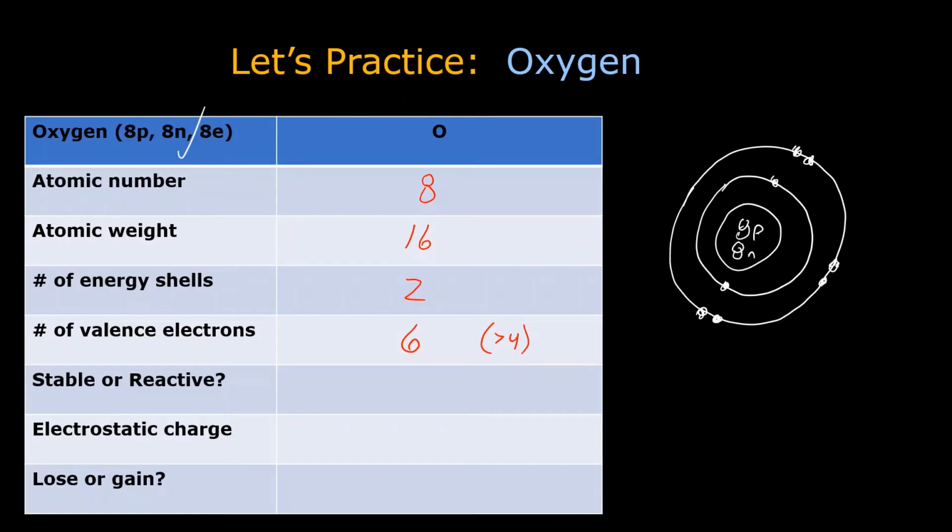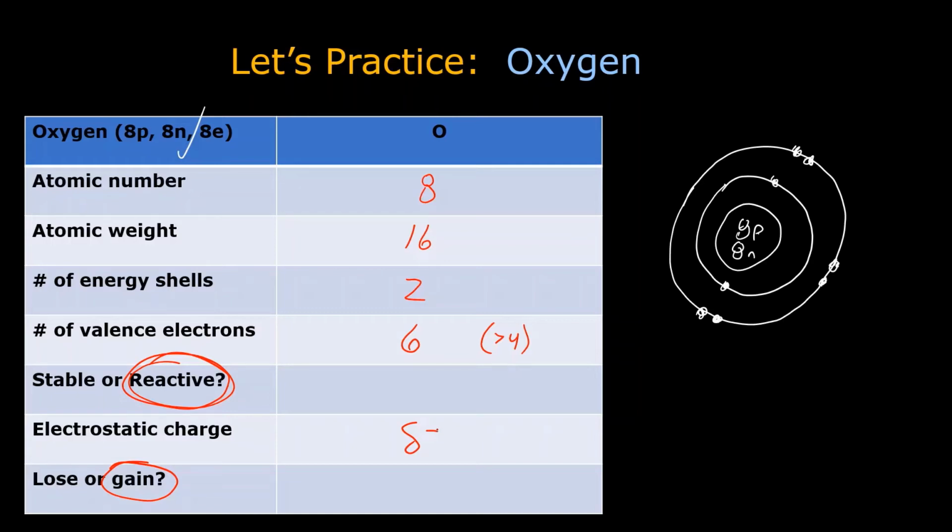Okay, is it stable or reactive? Well, I know it's reactive because the valence is not full. And you may think to yourself, what would make it full? Well, I could give it 2, and that would give it 8 and be full. Or I could strip those 6 off, which would be easier, give it 2. So it's more likely to gain. And again, if you've got more than 4 in your valence and you're likely to gain, you're said to be electronegative.